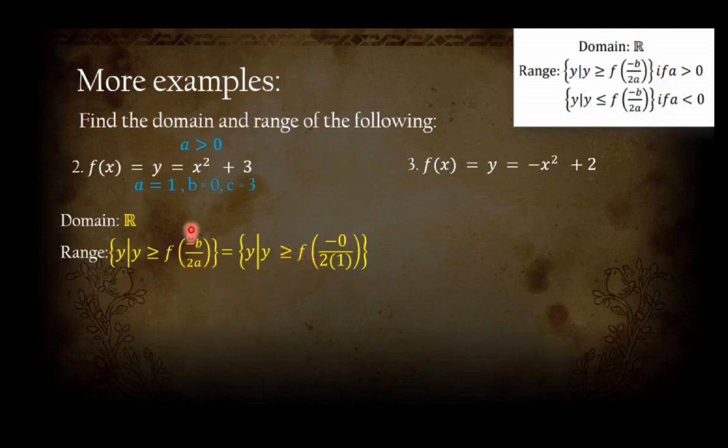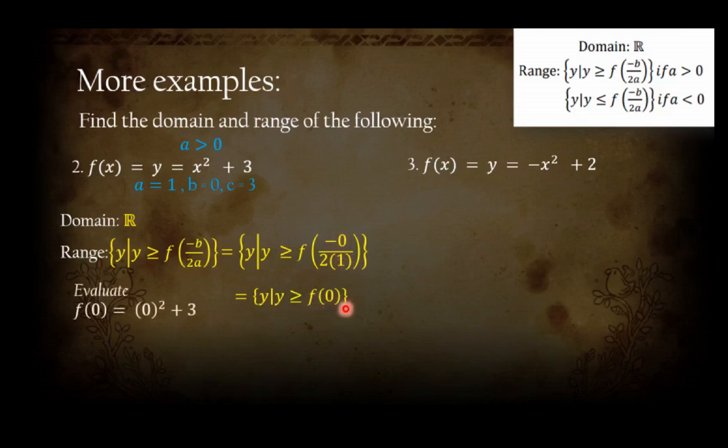Now, y such that y is greater than or equal to f of negative b over 2a. Our formula has a negative b, and our b coefficient is 0, so I replaced b with 0. The negative sign is maintained, over 2, which is a fixed number, and a, which is the first coefficient, 1. So, 2 times 1. We just plug in these coefficients into our given formula. Next is y such that y is greater than or equal to, when we simplify this portion of our range, f of 0.